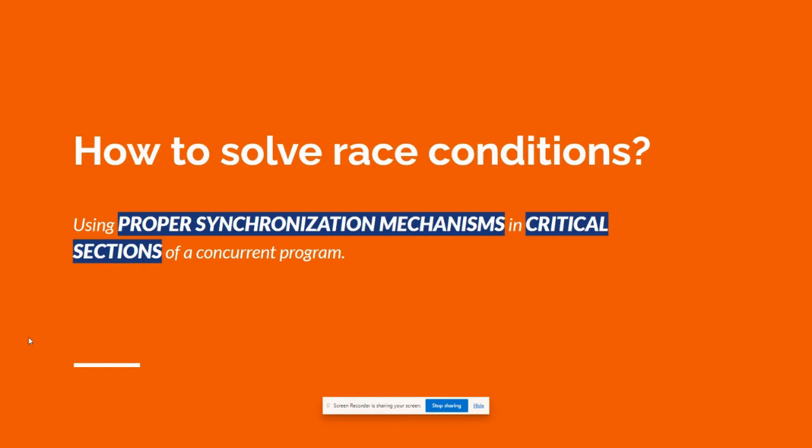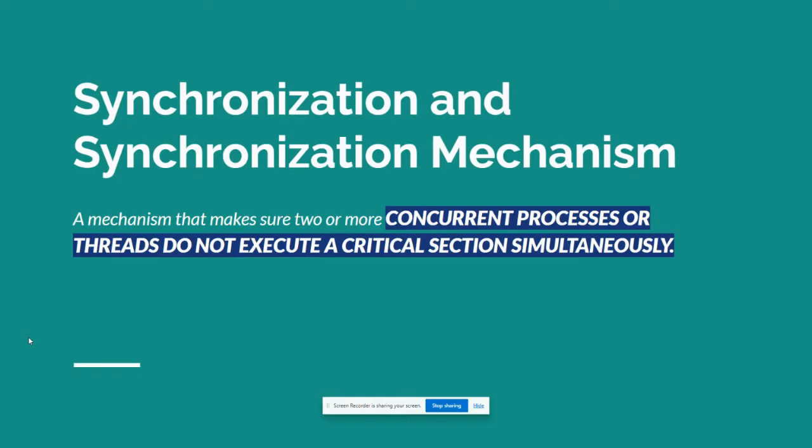So this is why we need to know how to solve race conditions. So how can we solve race conditions? It is through using proper synchronization mechanisms in critical sections of a concurrent program. So we'll take a look at what these synchronization mechanisms are and what critical sections are. So, synchronization and synchronization mechanisms.